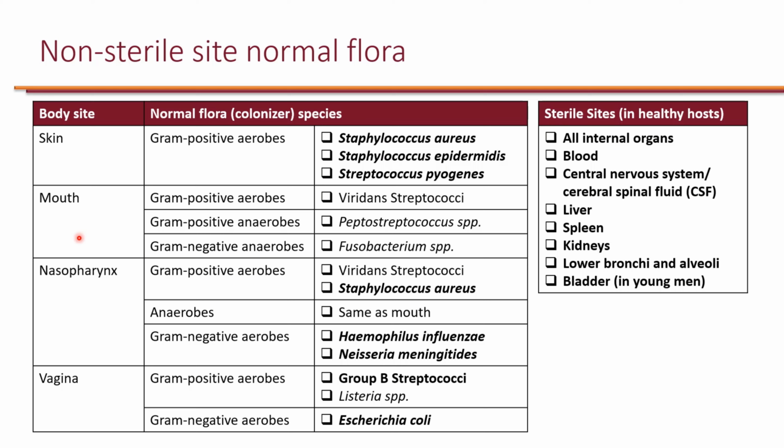There is obviously oral flora in the mouth. So, Fusobacterium, Peptostreptococcus, and Viridans streptococci. And then for the nasopharynx, again, Viridans streptococci and Staphylococcus aureus. The reason I have bolded some of these is that they are the ones that are clinically important, so you should definitely know them for sure.